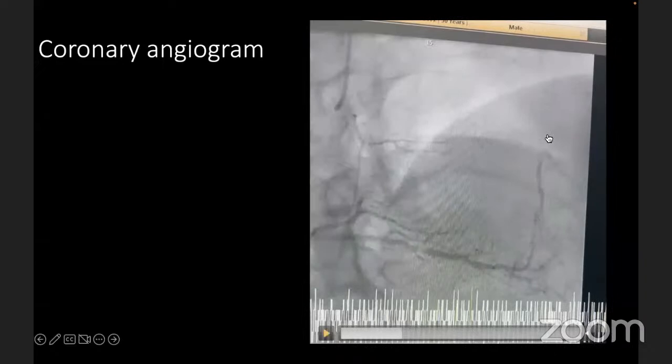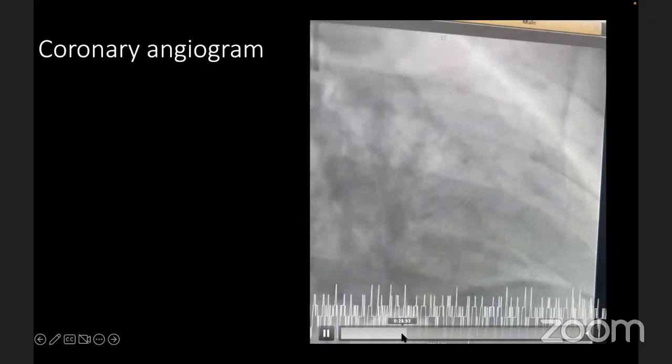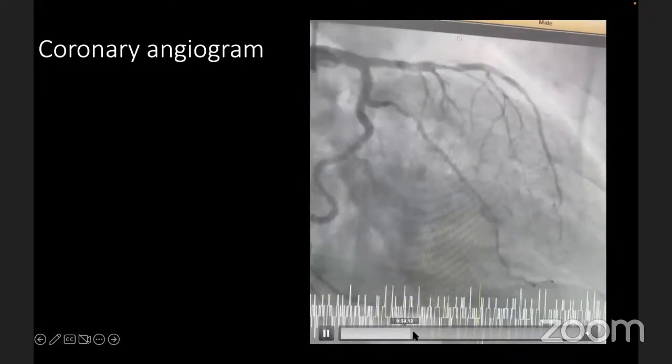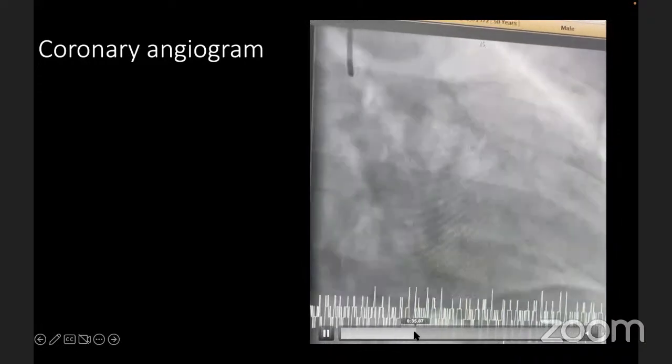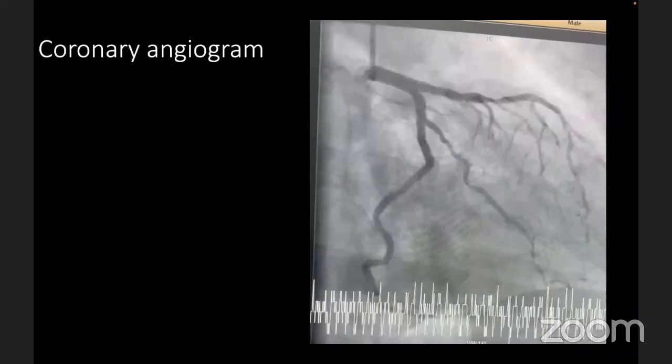Okay, and what does that indicate? Most probably there might be a chronic occlusion of the left, for the LAD, maybe. Okay. All right. This is the left coronary. This is the left coronary system.